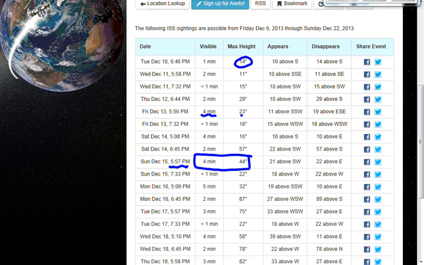Okay, it's going to appear in the sky there, and then it's going to disappear above the east. So it's going to go like this, 22 degrees above the southwest. It's going to go up in the sky like this, and then it's going to come back down to the east, and you're going to see it all the way across the sky for 4 minutes. Again, sometimes it appears for less than a minute. Sometimes it appears for 5 minutes. If the sky is clear, you will see it, and you won't mistake it.